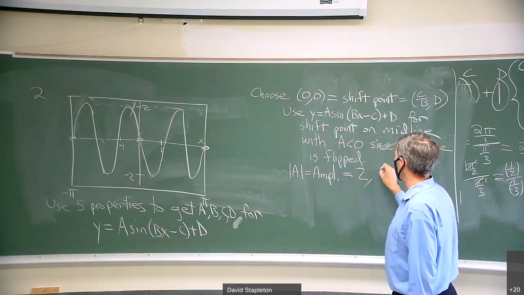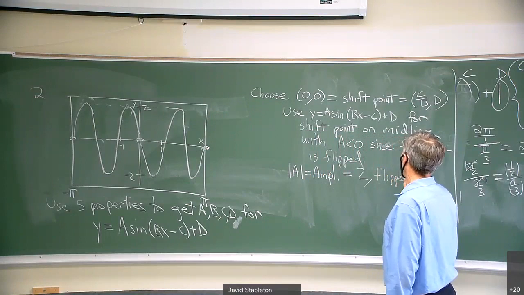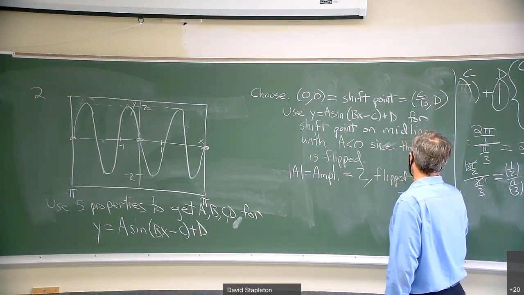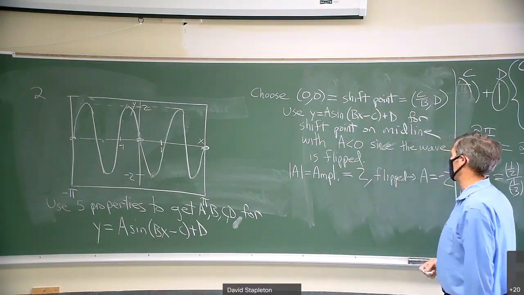And you have a flipped wave, we just said. So A must be -2. Has to have absolute value 2. It has to be the flipped case, so A is -2.